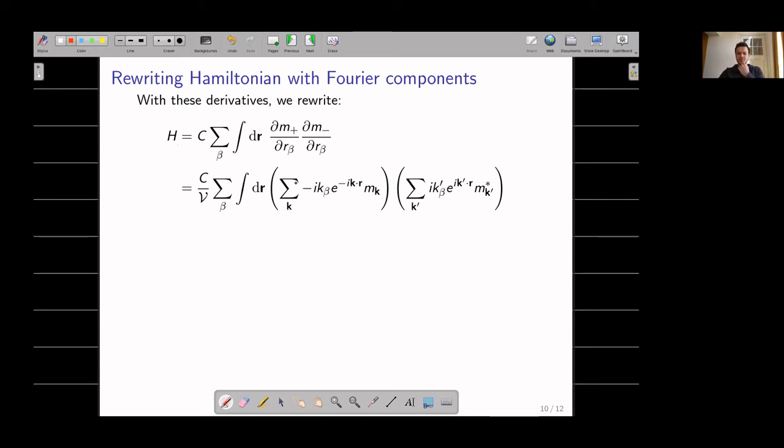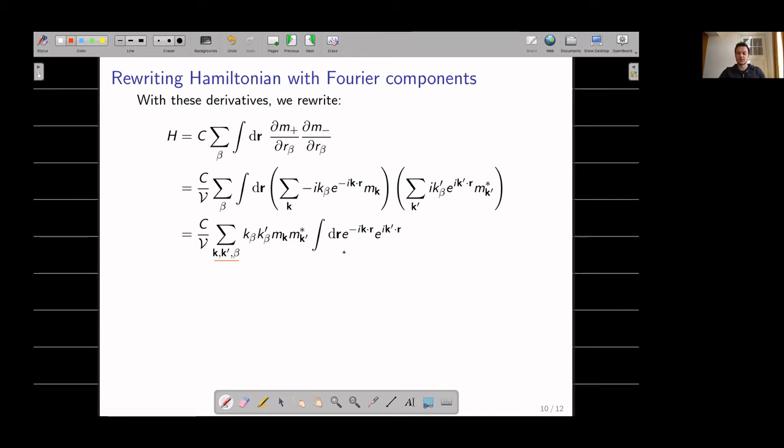So here from the previous two expressions, m plus and m minus, here's the volume, the sum over beta, the usual integral over O space, the m plus and the m minus expression. Then we put everything together. We have now the sum over k, k prime, and beta. And in the integral, we have two exponents that depend on r and on k and k prime.